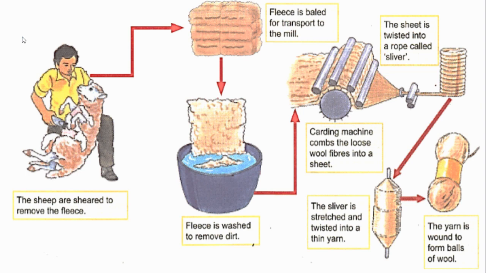The sheep are sheared to remove the fleece. Now the fleece is baled for transport to the mill. Now the fleece is washed to remove dirt, grease, and so on. Now the sheet is twisted into a rope called sliver. Now the sliver is stretched and twisted into thin yarn. Now the yarn is wound to form balls of wool. Now the carding machine combs the loose wool fibers into a sheet. So it is the carding machine.